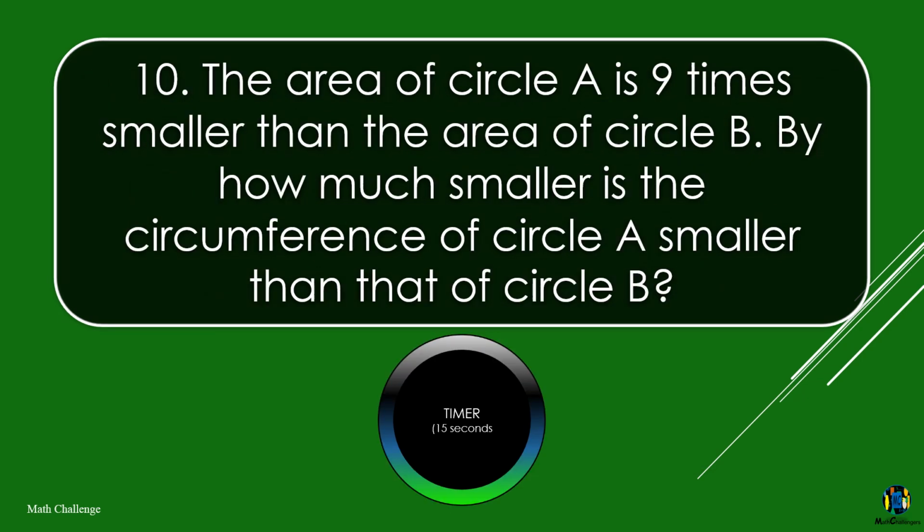10. The area of circle A is 9 times smaller than the area of circle B. By how much smaller is the circumference of circle A than that of circle B?